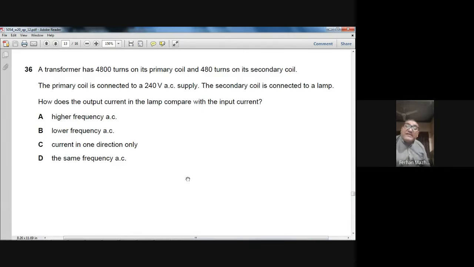Its frequency will be the same frequency as that of the current which you provided in the primary coil. The frequency of the current in the primary and the frequency of the current induced in the secondary coil, both will have the same frequency. High frequency AC, no. Lower frequency AC, no. Current in one direction only, no, because alternating current is produced. It is not flowing in one direction. The same frequency AC, yes. So D is the right option.